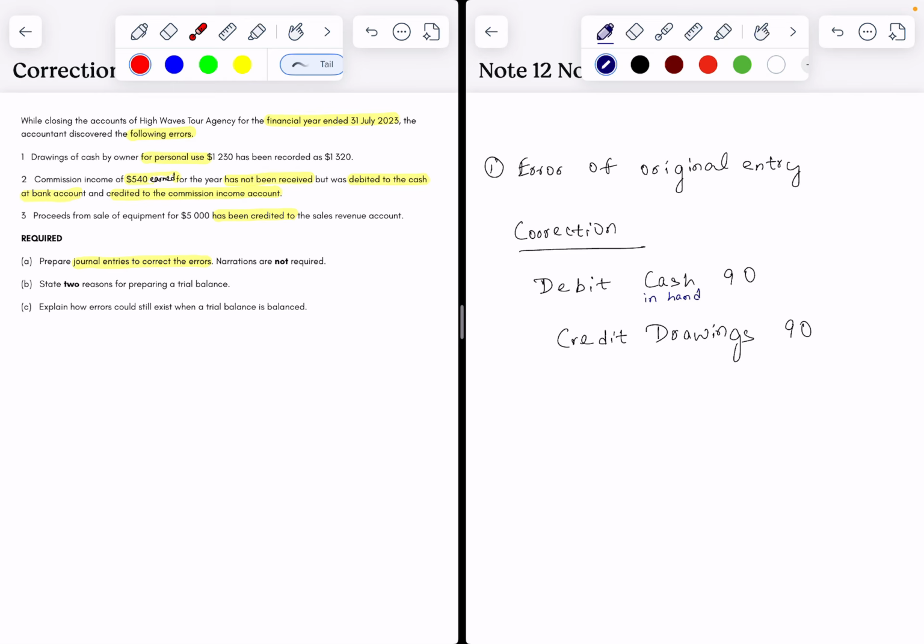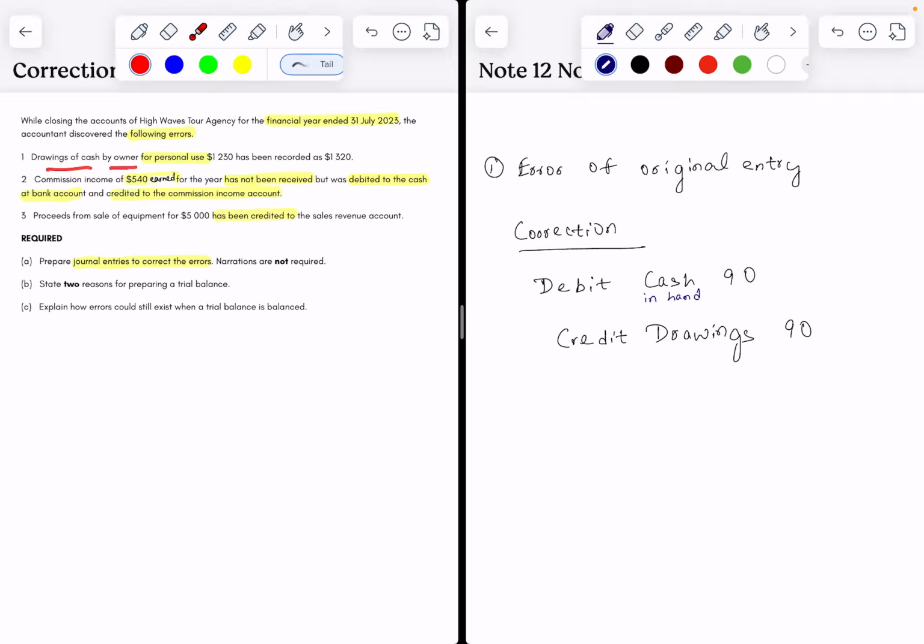While closing the accounts of High Waves Tour Agency for the financial year ended 31 July 2023, the accountant discovered the following errors. So here we have three different errors, and the first requirement in Part A is to do the journal entries and correct them. So let's look into the first error.